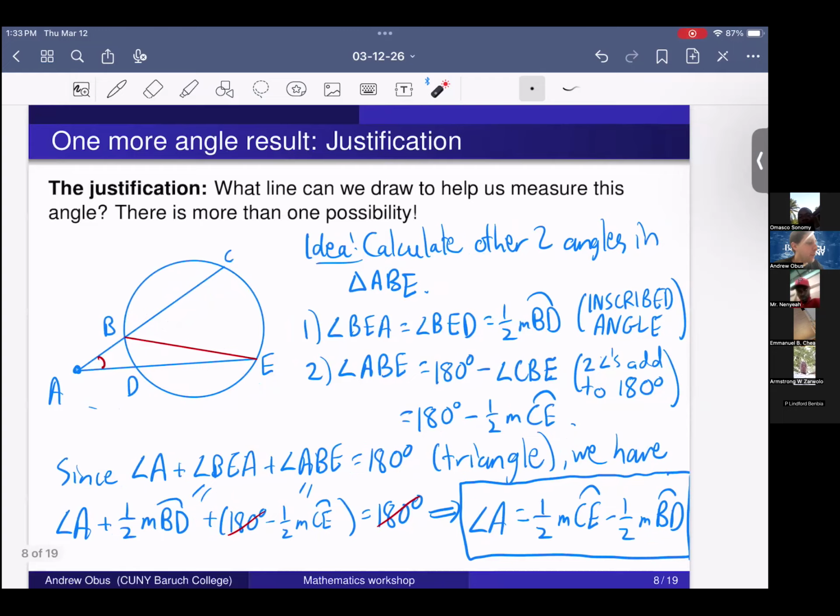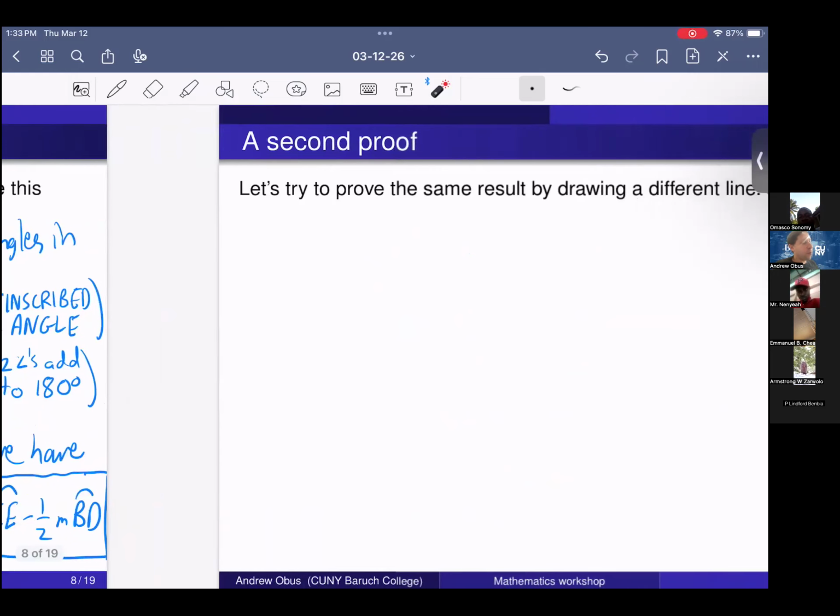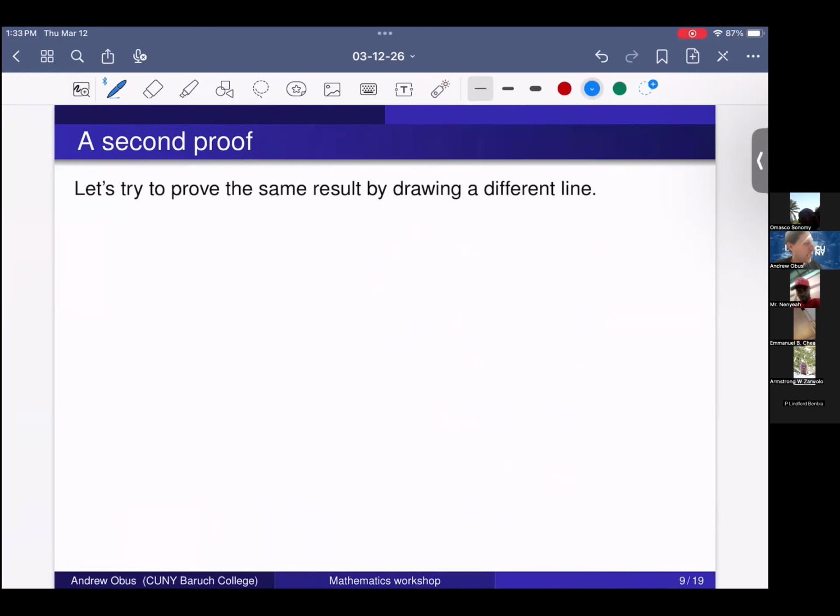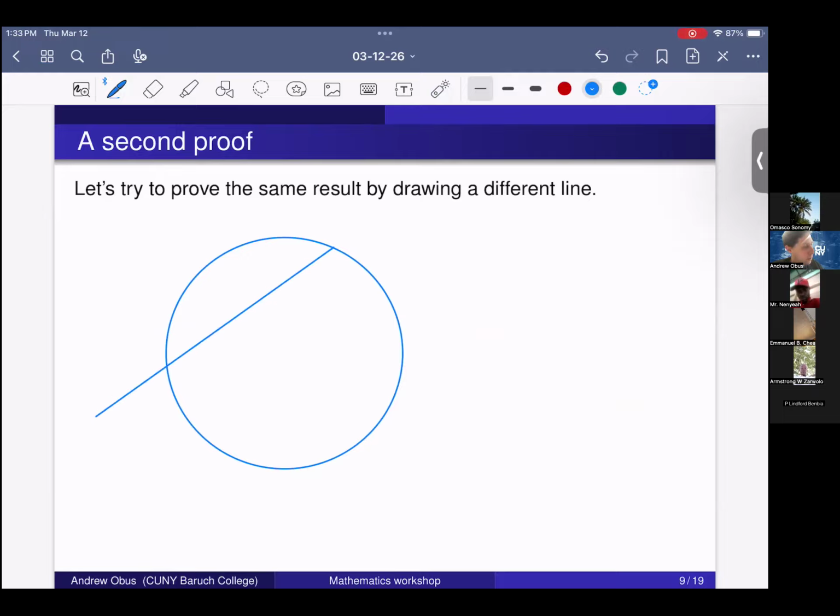Okay. So it turns out, I don't want to spend too much time on it, that we can prove the same result by drawing a different line. I'm not going to go through this proof, but I'm going to leave it as an exercise. So I'm going to draw the same diagram here. This is A, B, C, D, E. And now instead of drawing the line BE, I'm going to draw the line CE.